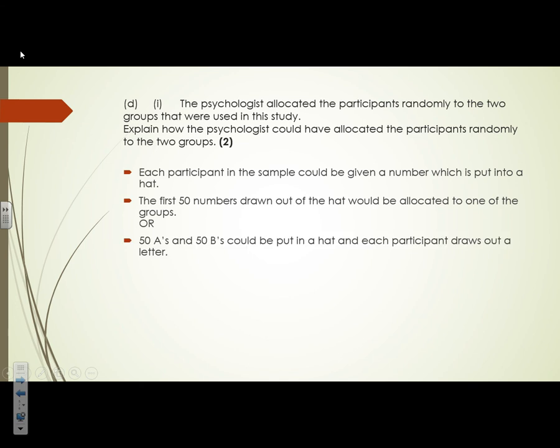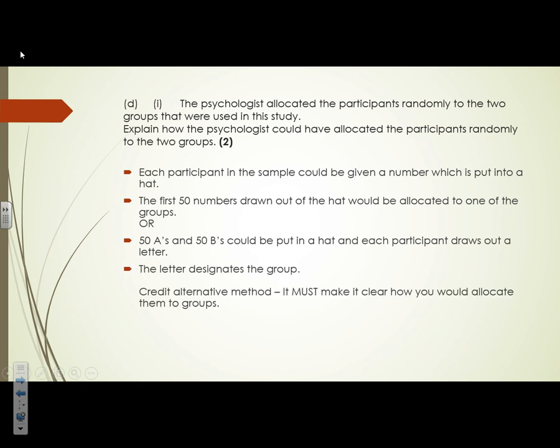The other way you can do it, which is the way that we've done it in session, is you'd have 50 A's and 50 B's in the hat, and you must say that it would be an equal number of A's and an equal number of B's, and you would let the participants draw the letters out. If that's all you said, still no marks, because what does that do? That's just a pointless exercise. You're putting letters in a hat and then you're giving letters to people. So you must say that the letters indicate, designate, whatever, the group.